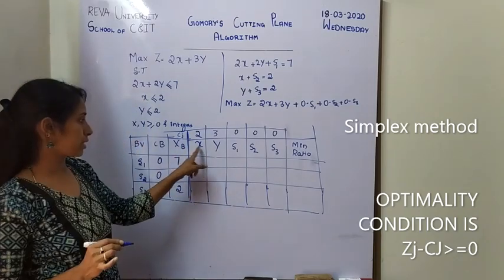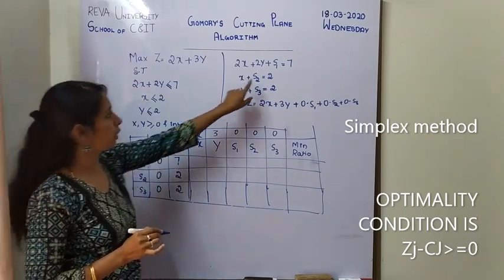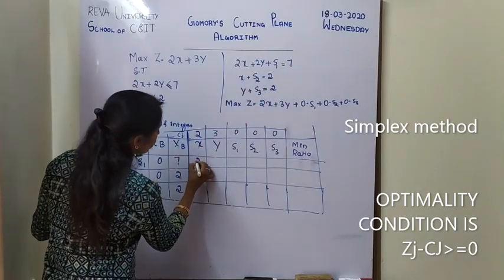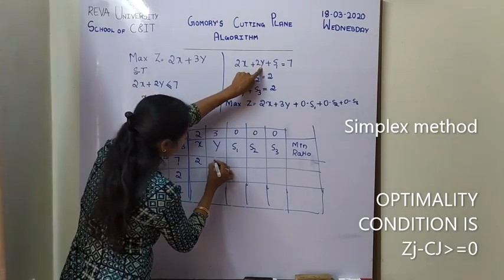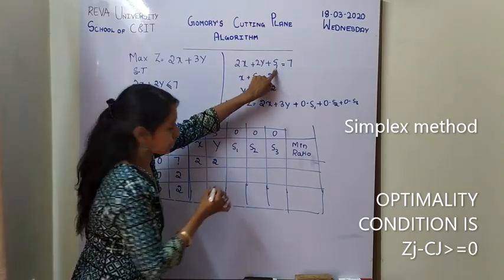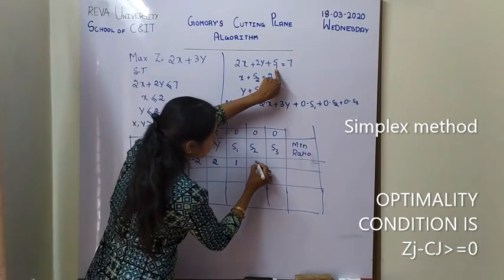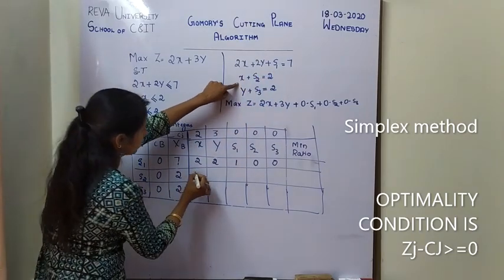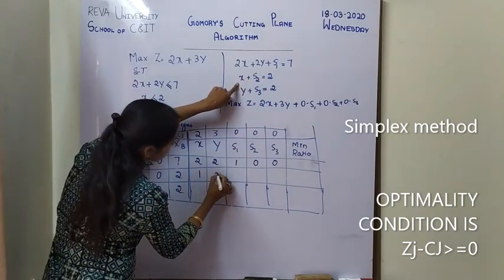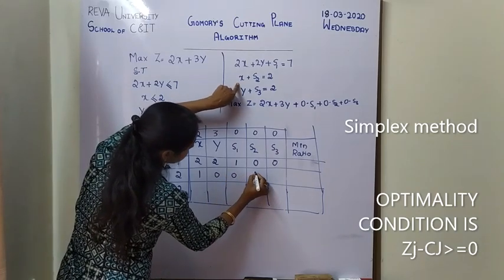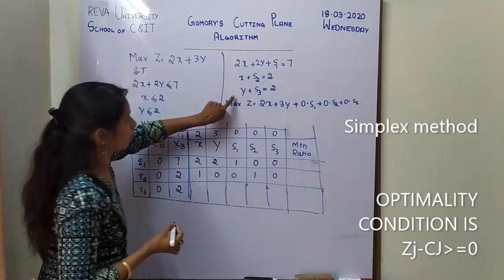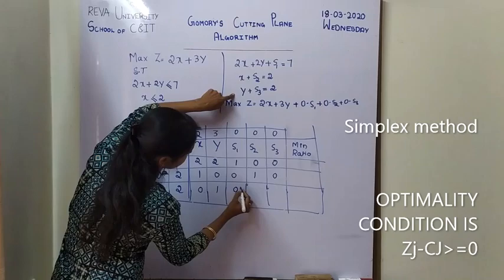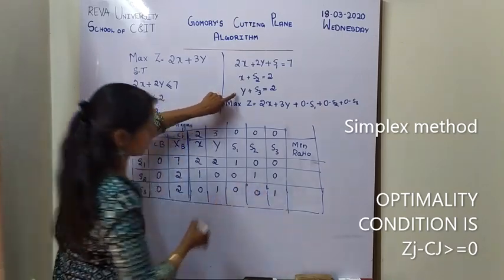Now we will start filling this table. From the first equation, where you have added slack variable S1, what is the coefficient of X? 2. What is the coefficient of Y? 2. And the coefficient of S1? 0. S2 is not there, so 0. S3 is not there, so 0. From the second equation, X is 1, Y is 0, S1 is 0, S2 is 1, S3 is 0. From the third equation, X is 0, Y is 1, S1 is 0, S2 is 0, S3 is 1.